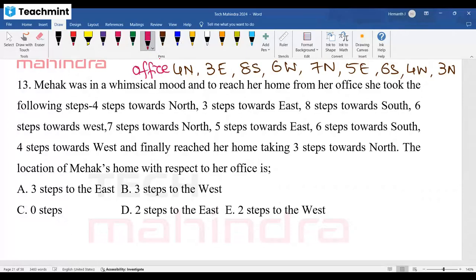Now put all the north together. Wherever north is there: 6 north, 7 north means 13... 11 plus 3, 14. So 14 north. Next put all east: 3 east, 5 east means 8 east. Then put all south: 8 south, 6 south means 14 south. Then put all west: 10 west.